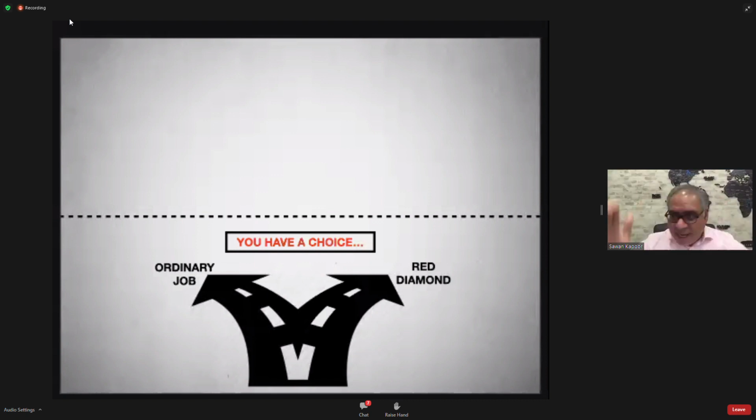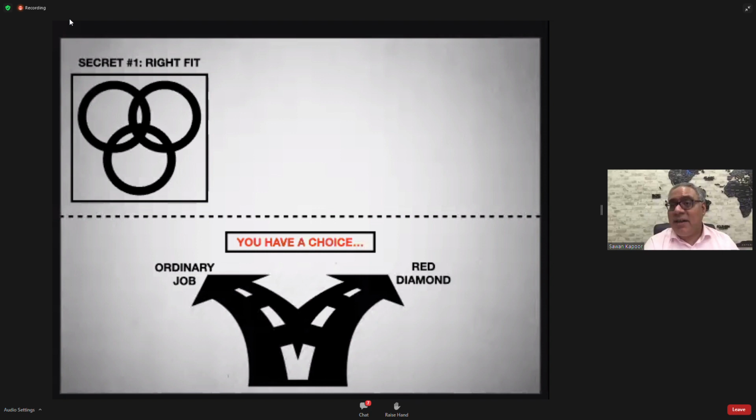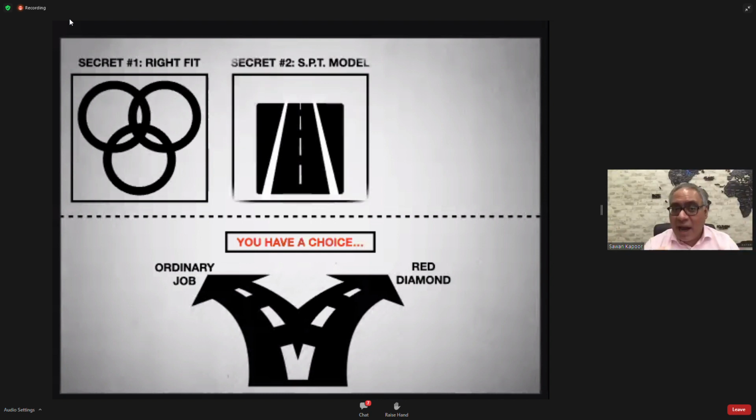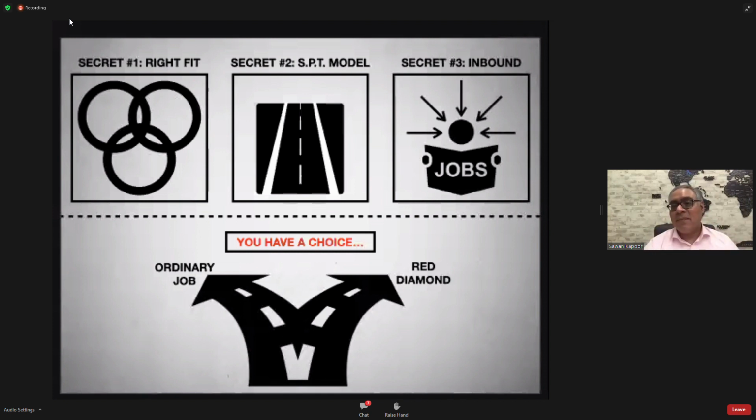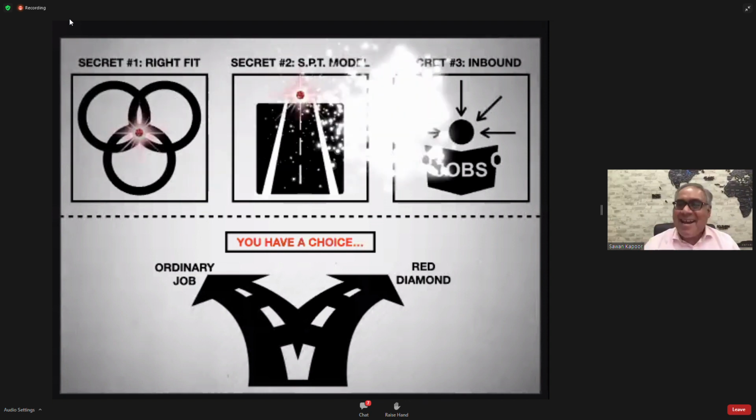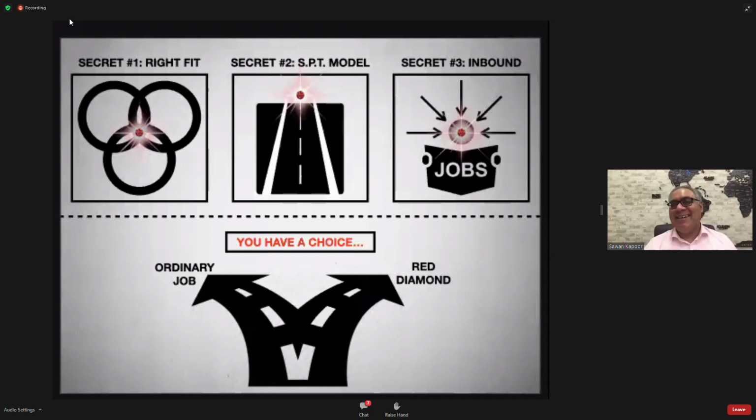Because see, I told you I will share the complete framework with you, the 3 secrets with you. The first secret was finding the right fit, aligning these 3 circles, which is your responsibility. And if you want to get to the center of those 3 circles, you have to take this SPT journey. And when you take this SPT journey, you have to walk on that road or drive on that road using the inbound approach. Only when you put these 3 things together does your red diamond job, your dream job, become a reality.